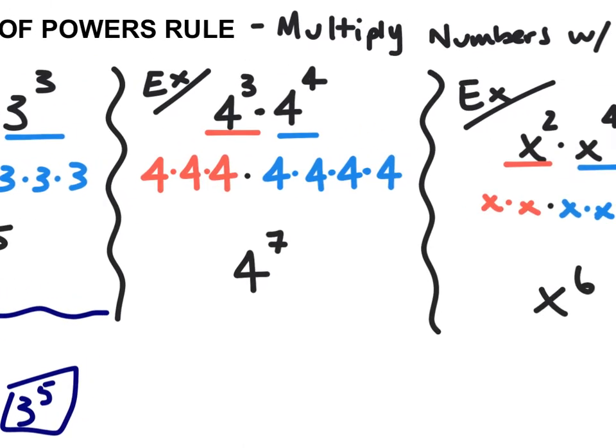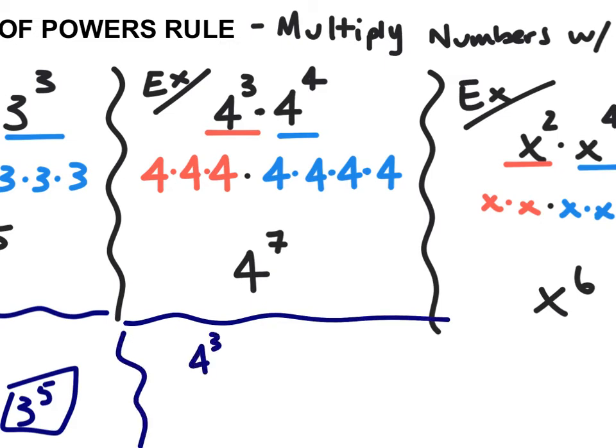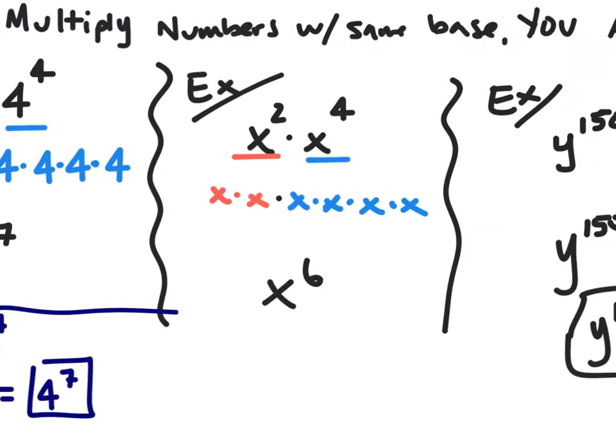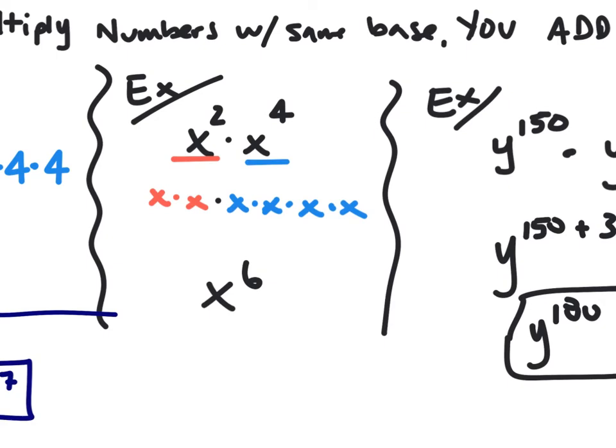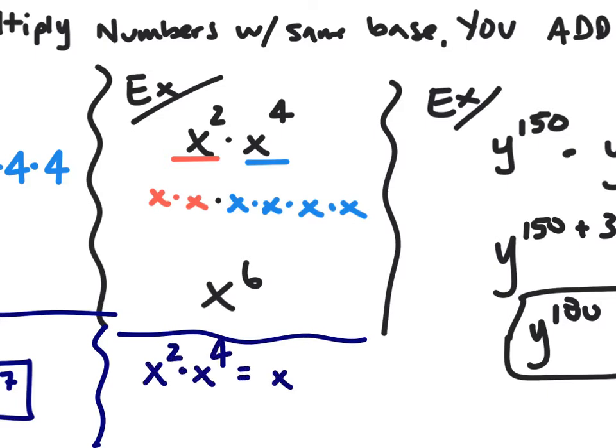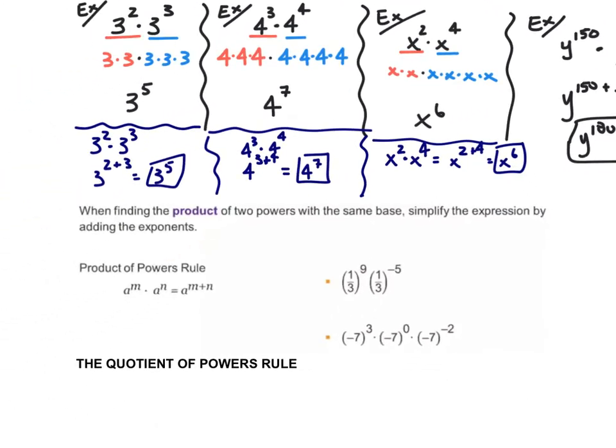I could do the same thing over here and do this problem as 4 cubed times 4 to the 4th, and simply add my exponents: 4 to the 3 plus 4 power is equal to 4 to the 7th. If I do x squared times x to the 4th, then I simply add the exponents, x to the 2 plus 4 power, which gives me x to the 6th. And so that's the rule, and that's the rule down here.